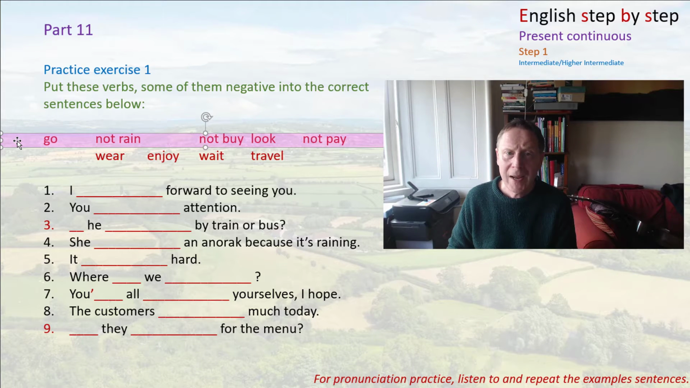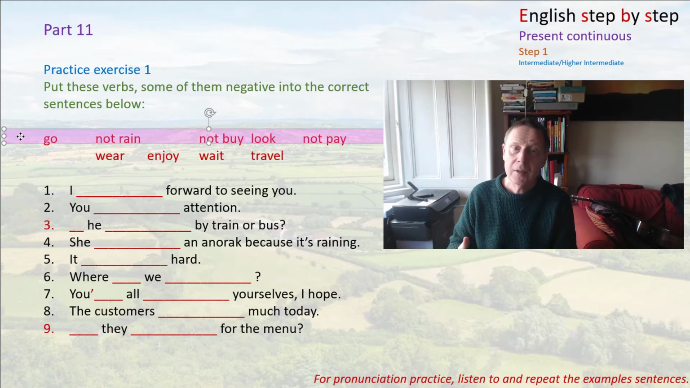Next one, not rain, and remember with negative it would have to be is not raining, are not raining. Decide what the form is. The next one is also negative, not buy, so you have to change it into is not buying or are not buying. So, and you do the same for all of the other verbs.